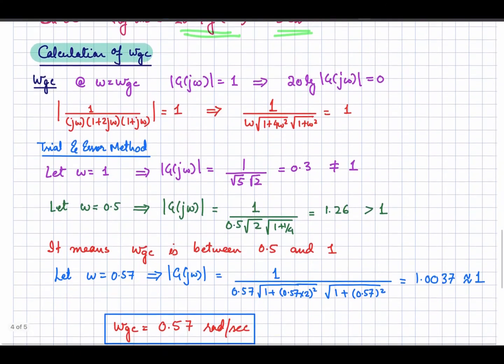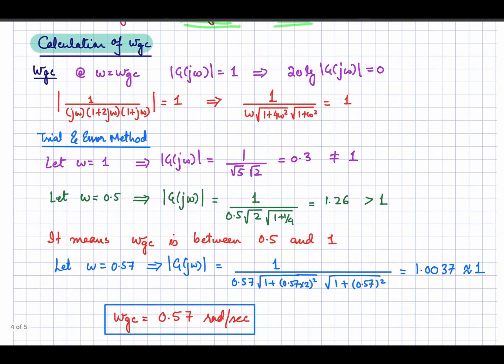The frequency at which the magnitude of your system is going to become equal to 1. So at gain crossover frequency, at omega equal to omega gc, your magnitude is equal to 1. It means 20 log of |G(j omega)| will be equal to 0, right? Let's set up the magnitude equal to 1, and it means 1 by omega under root 1 plus 4 omega square and under root 1 plus omega square, that should be equal to 1. Now we want to find out the frequency at which this equality will be established, that this side should be equal to this one.